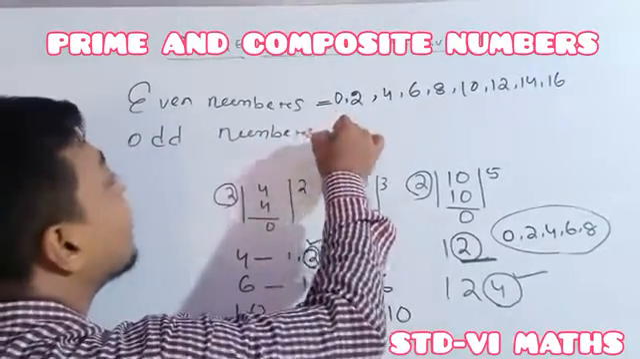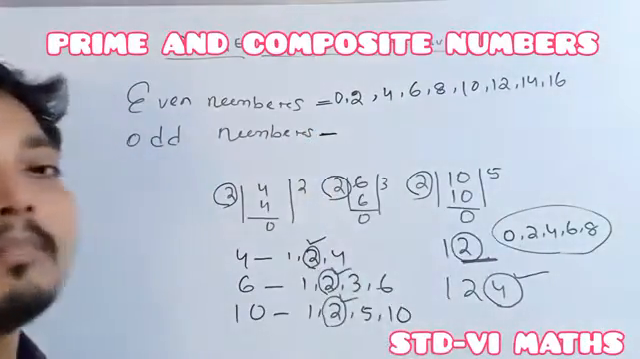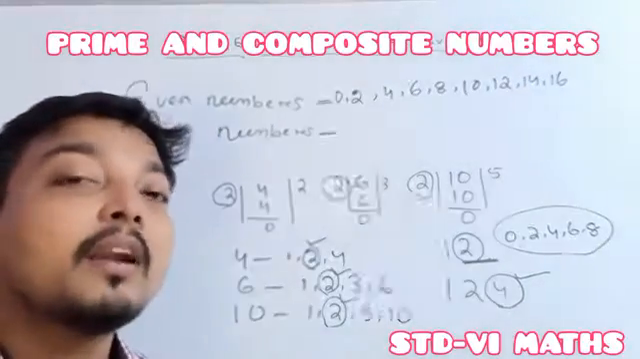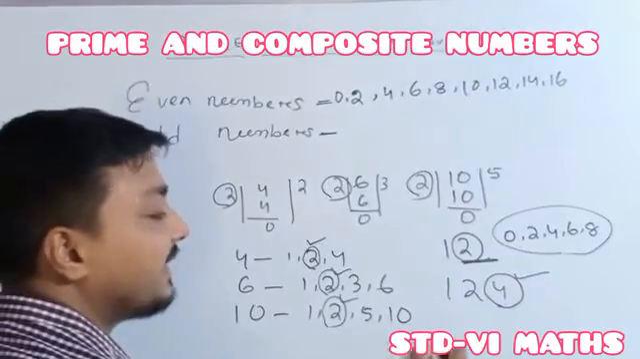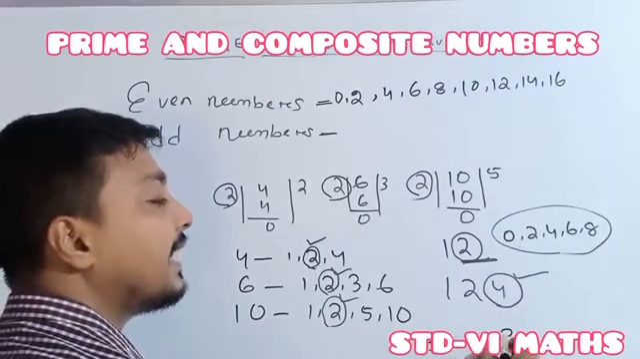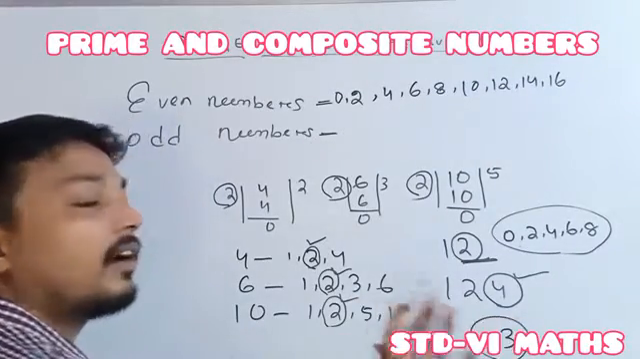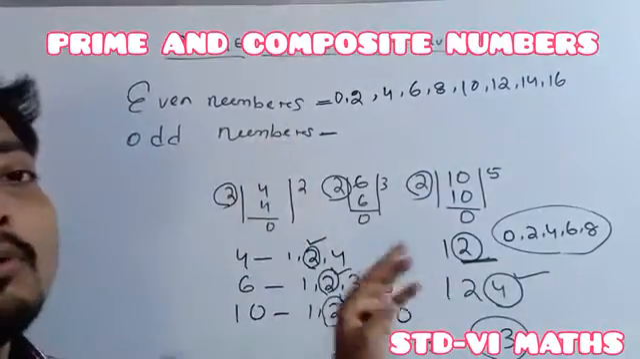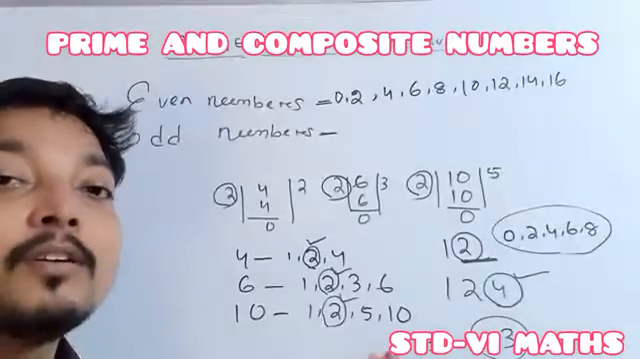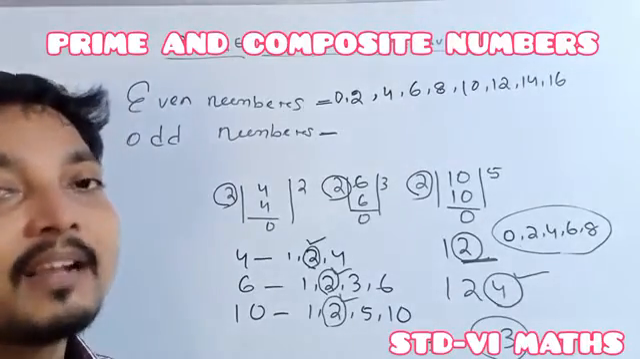And the definition of the odd number, you just have to remember: the number which is not divisible by 2 is called our odd number. Otherwise, see, 3 is one number. Here the factors of 3 are 1 and 3. So 2 is not a factor. Otherwise, one can say that a number which does not have 2 as its factor, that number we can call an odd number.